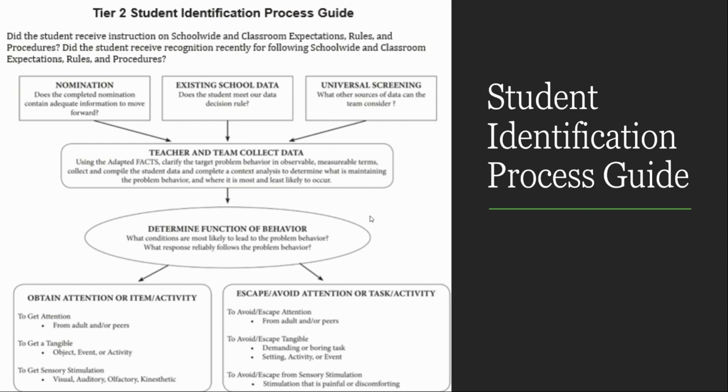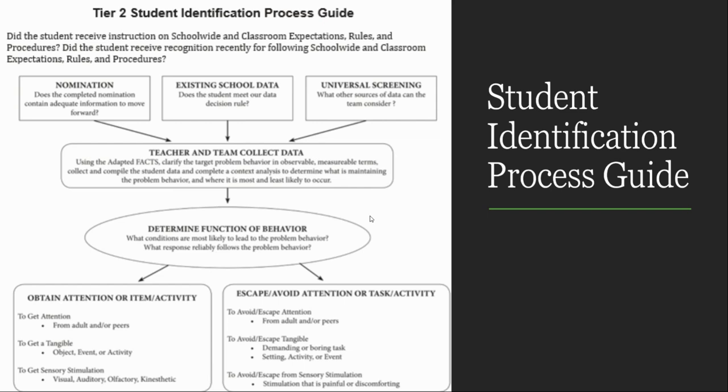After the student has been nominated, that team is going to work with the child's teacher or teachers to collect data using that adapted FACTS document. They're going to clarify the target problem and behavior in observable, measurable terms. They're going to collect and compile that student data and complete a context analysis to determine what is maintaining the problem and where it is most and least likely to occur. Based on that data, they are going to determine the function of the behavior, what conditions are more likely to lead to the problem behavior, and what response reliably follows it.